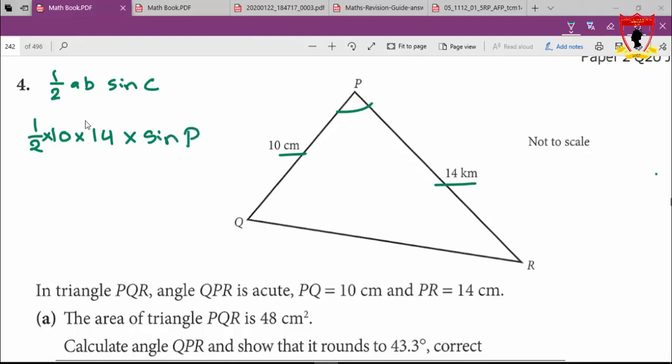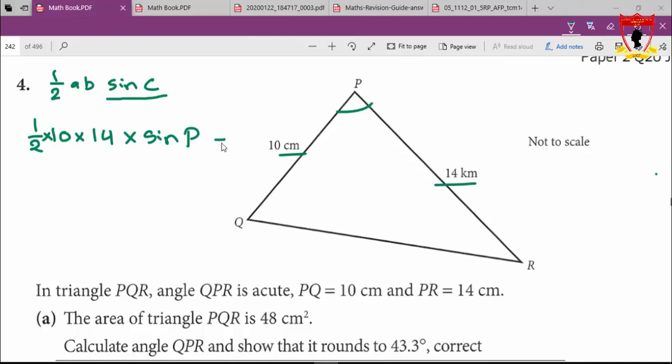Sine of P. If you look at the rule, we use A small, which is opposite angle A. We use B small, which is opposite angle B. Then sine of C, the sine of the angle whose opposite side is not used so far. So the same thing applies here: 1 over 2 times 10 times 14 times sine of P.